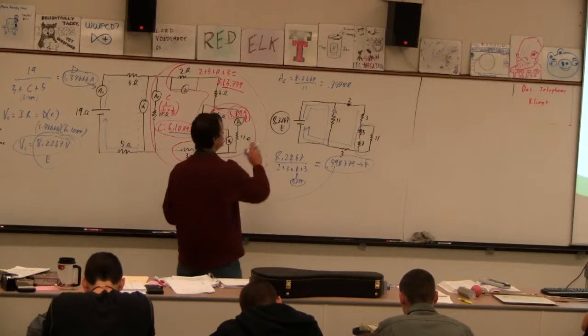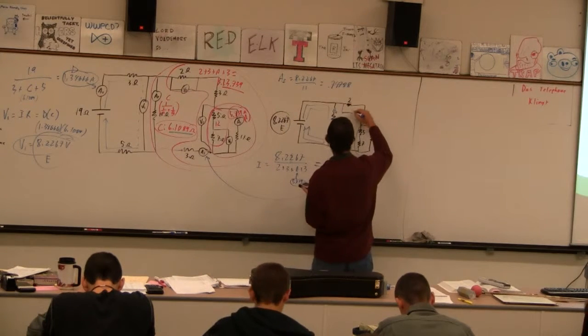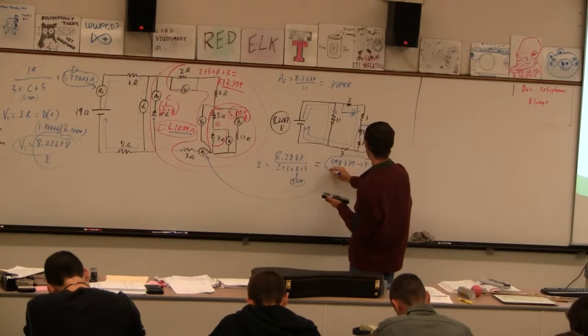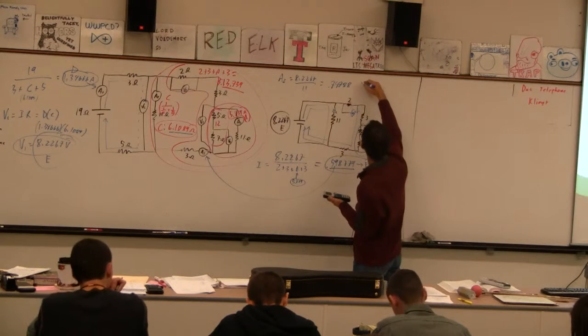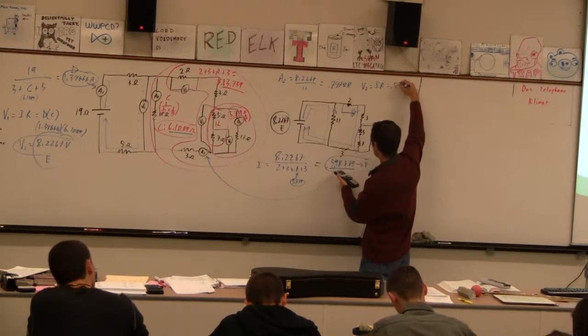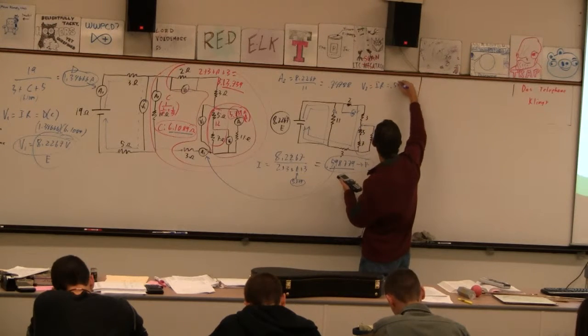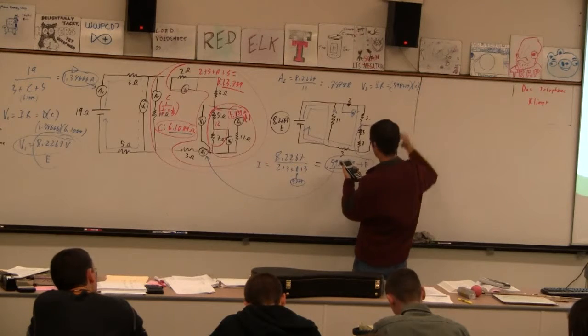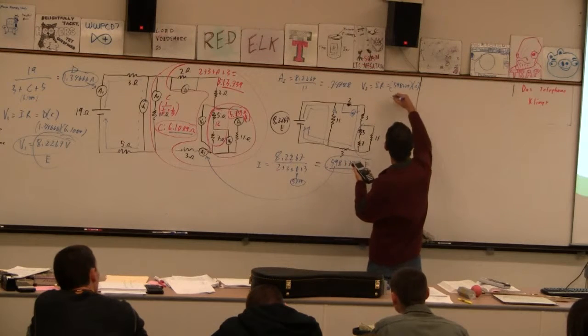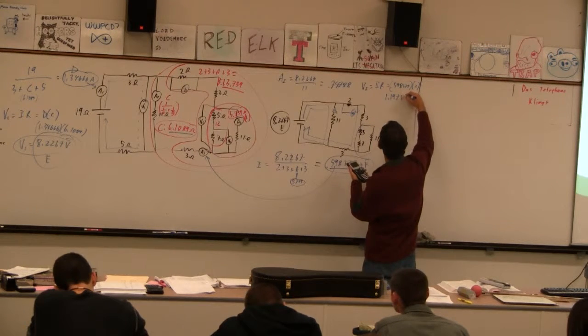Okay, so now we've got that. Are there any other ones? V2, we can find V2. V2 is across this, right? So I can find that one. I'm going to use this current. V2 is IR, right? So it's 0.598779 times 2. I think that's a throwaway too. We don't need to use that again. So that times 2 is 1.197. Ta-da.